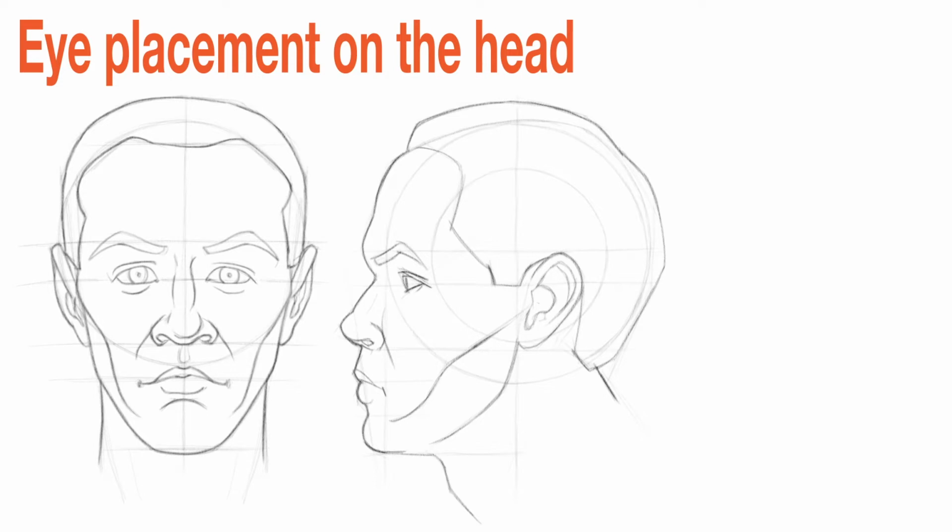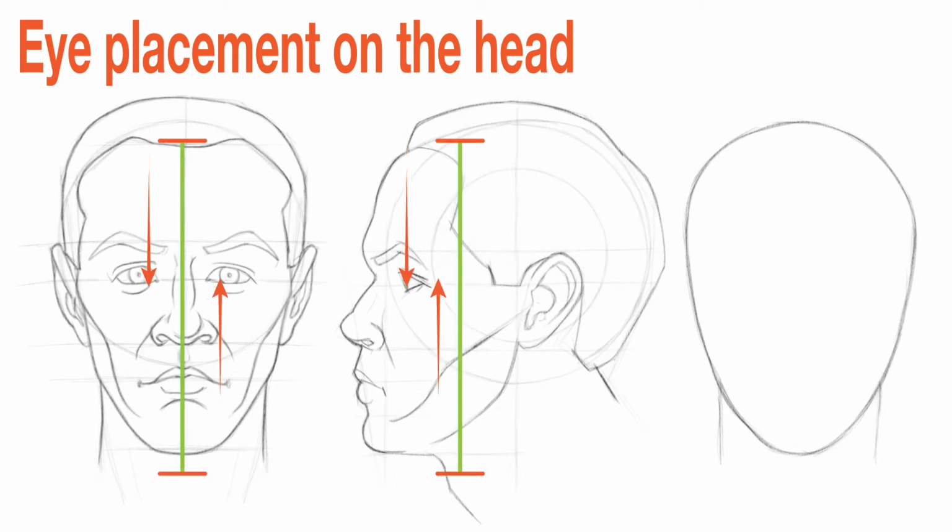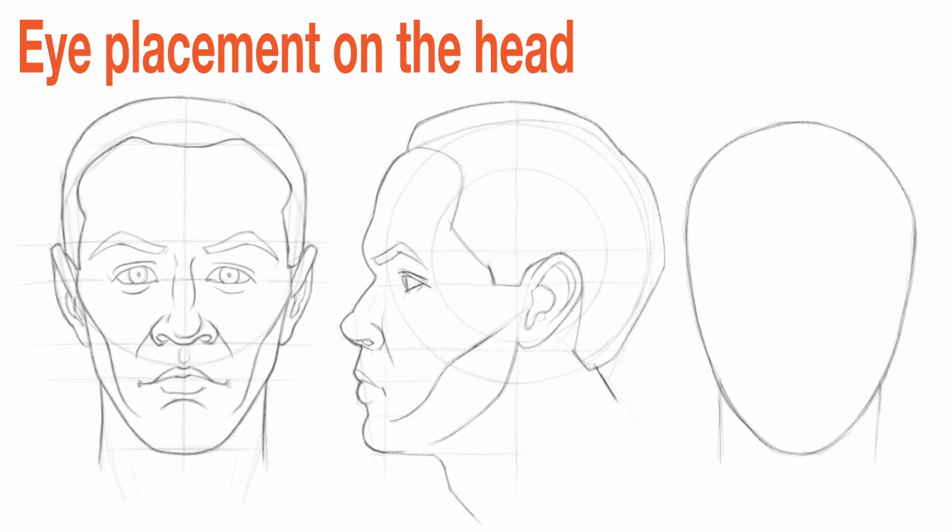To do this, let's look at the head from two different views, a front view and a side view. And we'll use this drawing of a head as a basic shape to help illustrate where the eyes fit along this vertical axis. As we begin to draw the eyes, one of the first things we need to consider is how far up or down the height of the head do we draw the eyes.